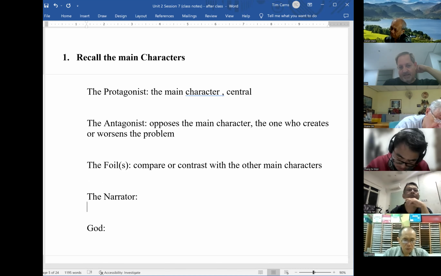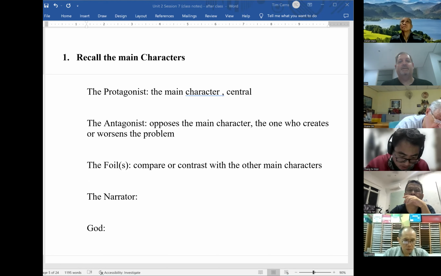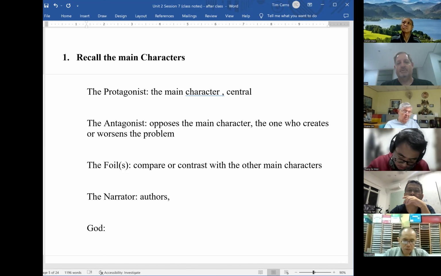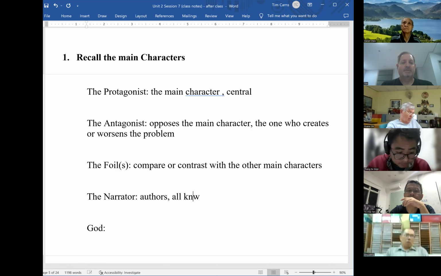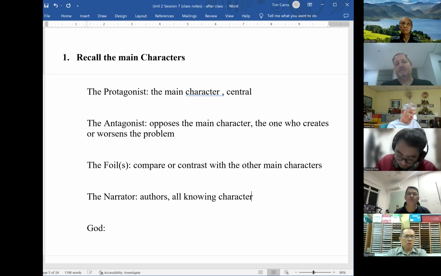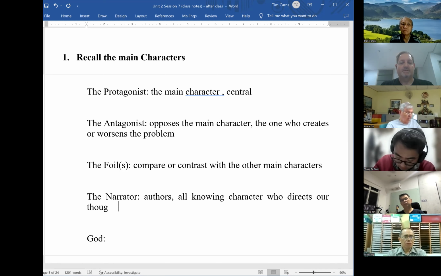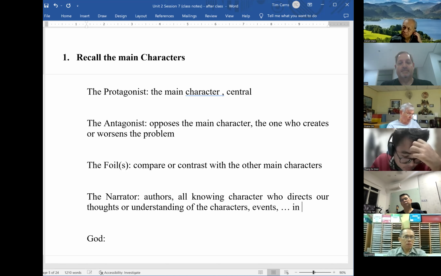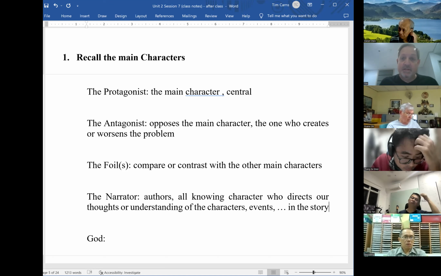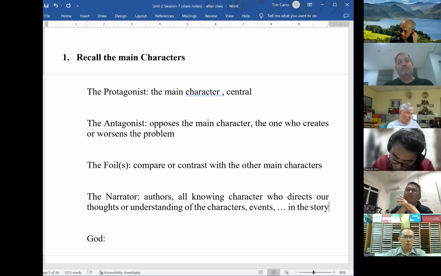The narrator is not a character in the story like the other characters, but they are the author of the book, and they tell the story, give details, and describe thoughts, actions or motives of the key characters. They're sort of the all-knowing character who directs our thoughts or understanding of the characters, events, etc. in the story.